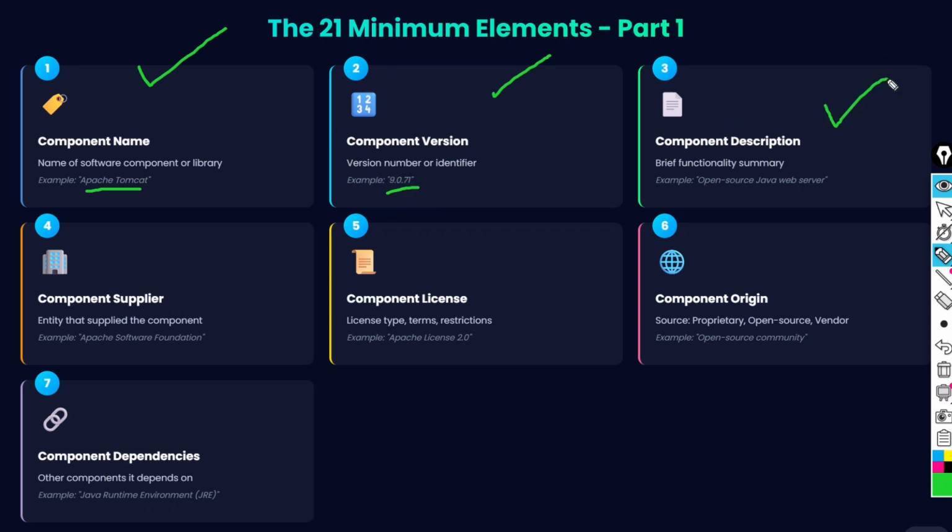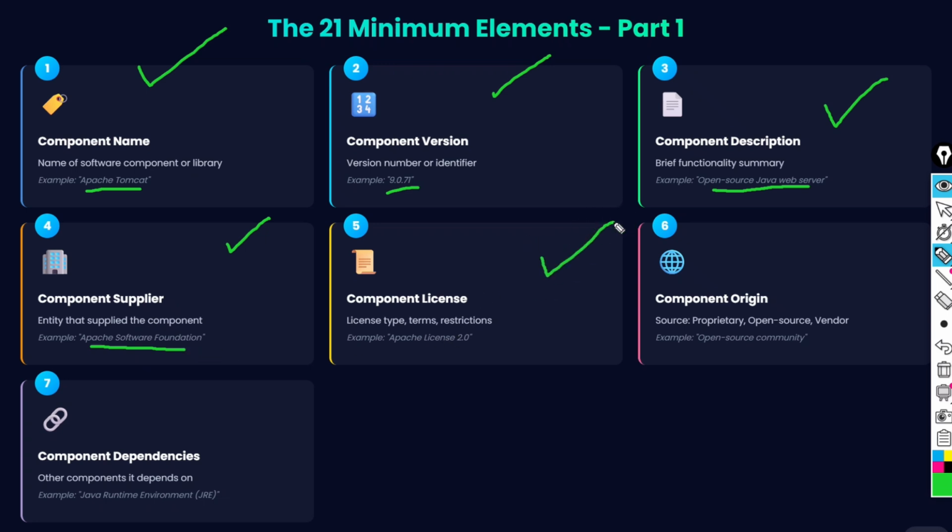And the third data field is component description. It is a brief description or summary of the functionality of the component and what exactly the main purpose of the software component is. Here you can see the example, it is an open source Java web server. And the fourth data field is component supplier. It is the entity or organization that supplied this particular software component, such as a vendor, a third party supplier, or an open source project. Here you can see the vendor, Apache Software Foundation.